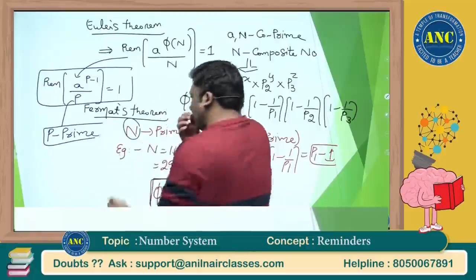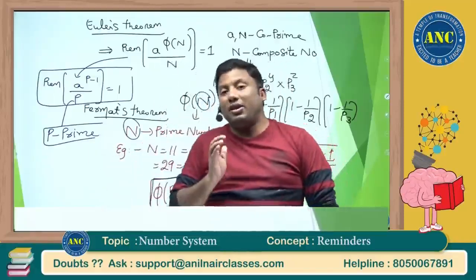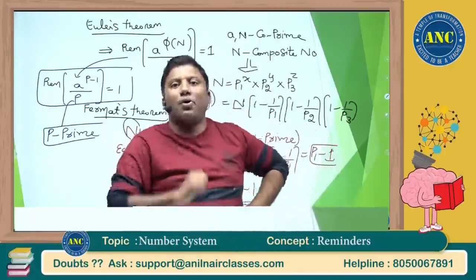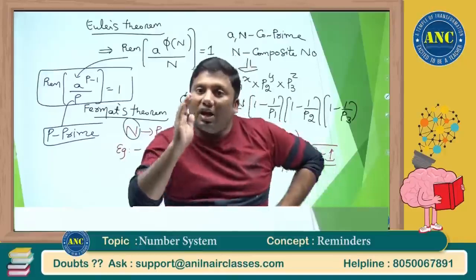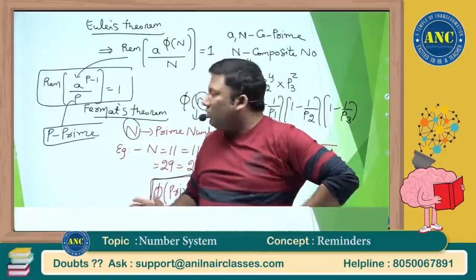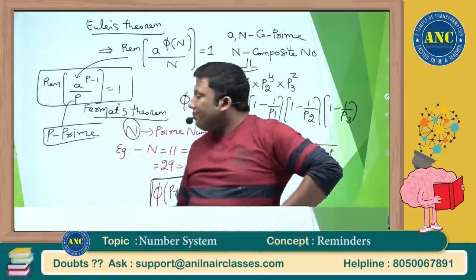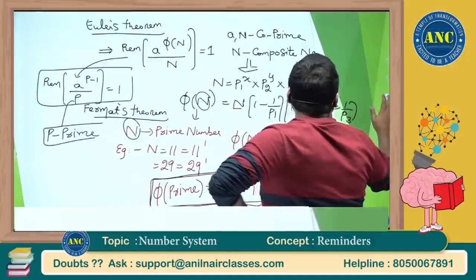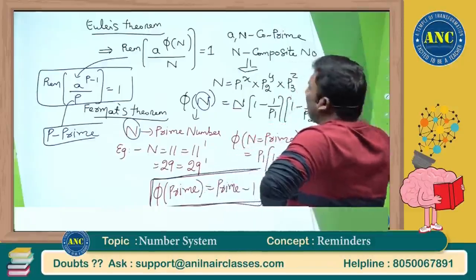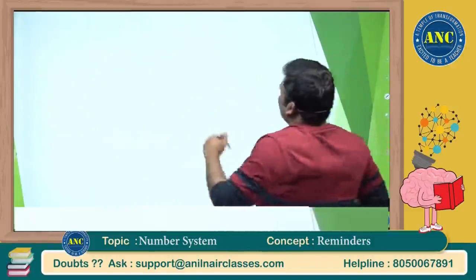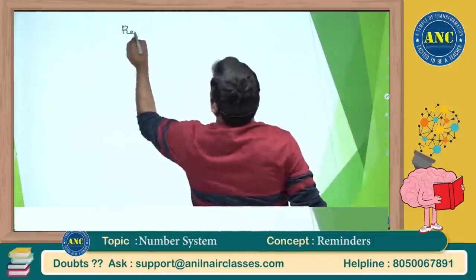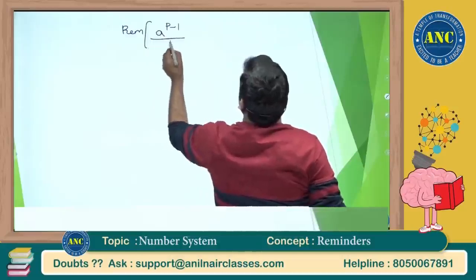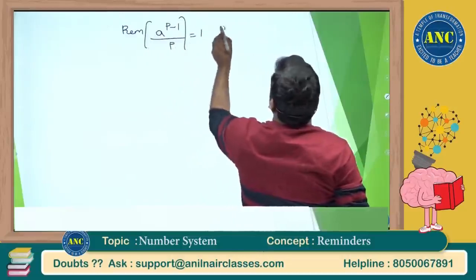The difference between Euler theorem and Fermat's theorem is, Euler theorem is used when the denominator is a composite number. Fermat's theorem is used when the denominator is a prime number. If the denominator is a prime number, then the remainder of a power p minus 1 divided by p is equivalent to 1.